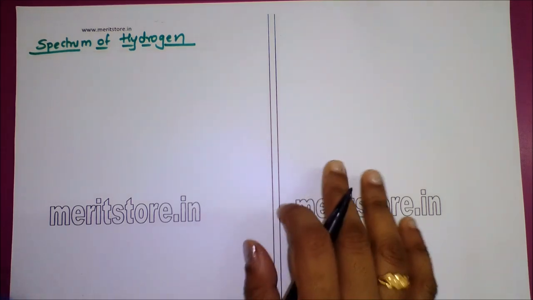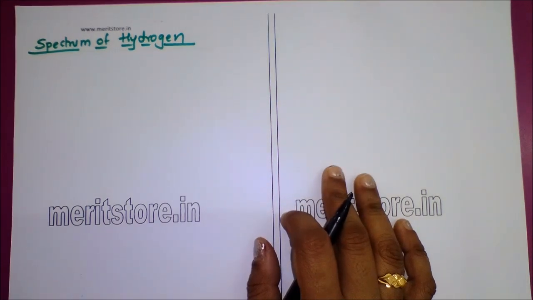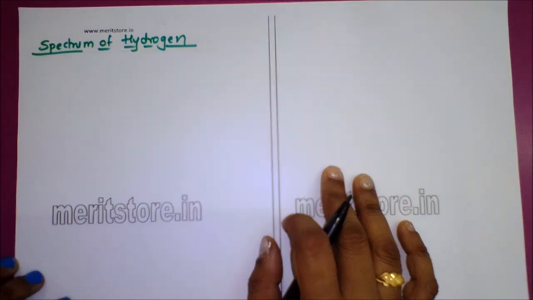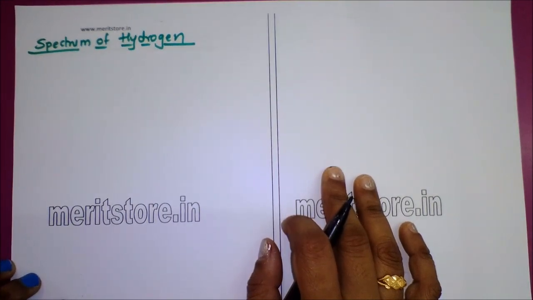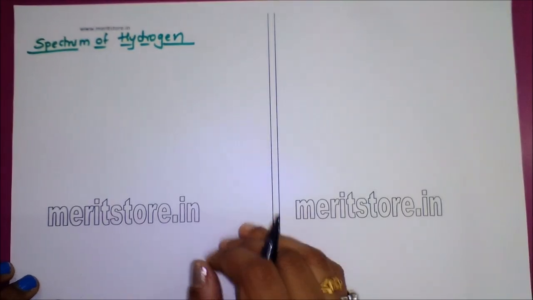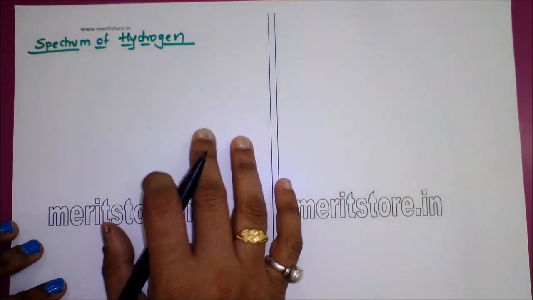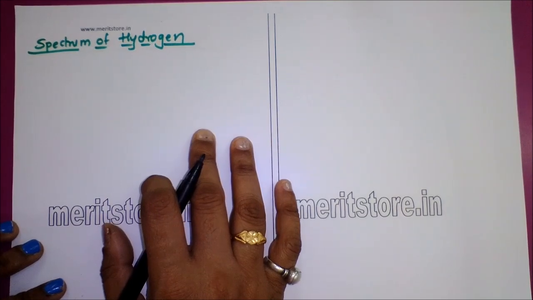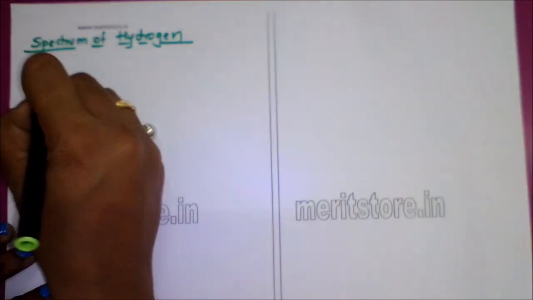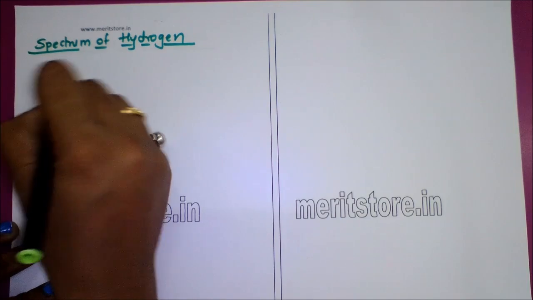Now we'll talk about the spectrum of the hydrogen, which is obtained by passing the electric discharge through the gas taken in a discharge tube under pressure. The different lines in the different regions were grouped into 5 different series, and these series were named on the basis of the scientist who discovered them. So right now we have a total of 5 series with us.